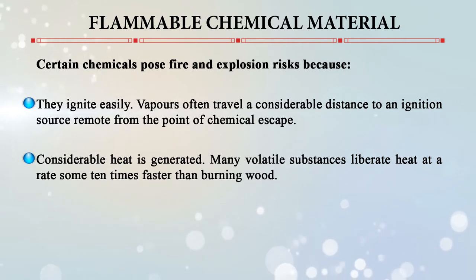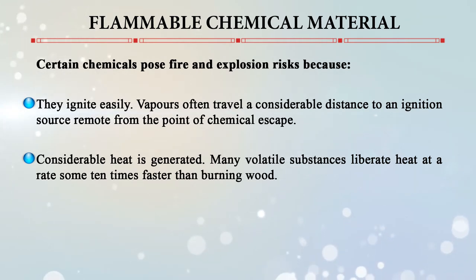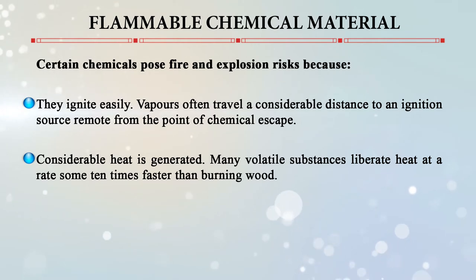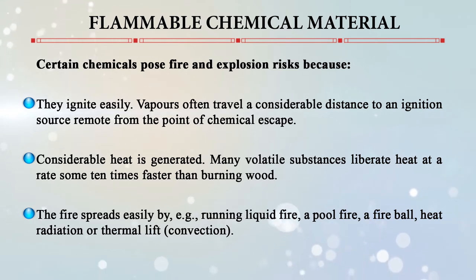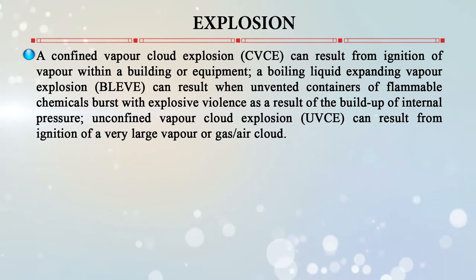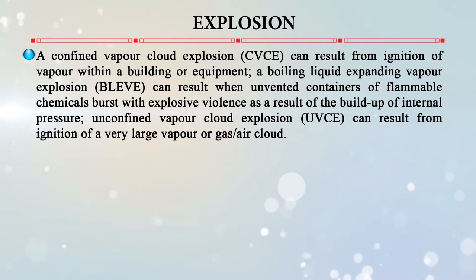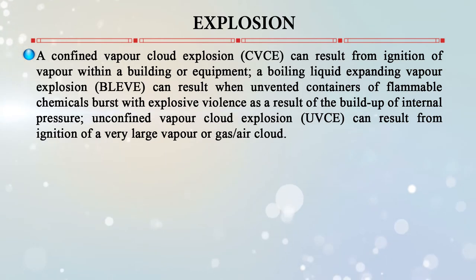So many volatile substances liberate heat at a rate sometimes 10 times faster than burning wood. So the fire spreads easily, like a running liquid fire, or a pool fire, or a fireball. So heat radiation or thermal lift, that is normally what we call convection. Along with this, explosion will happen. That means a confined vapor cloud explosion, that is CVCE, which can result from the ignition of vapor within a building or within an equipment area.